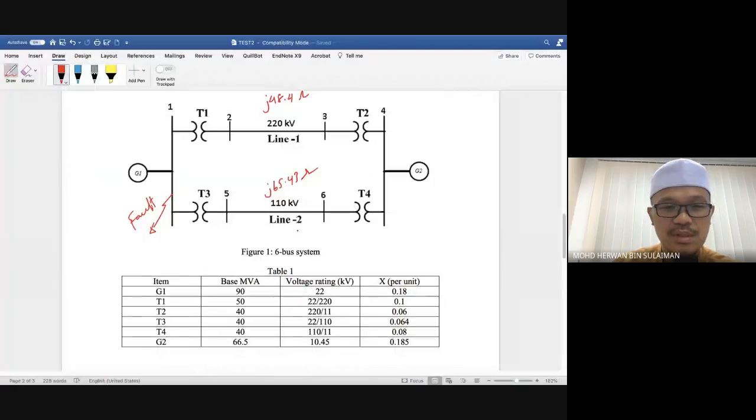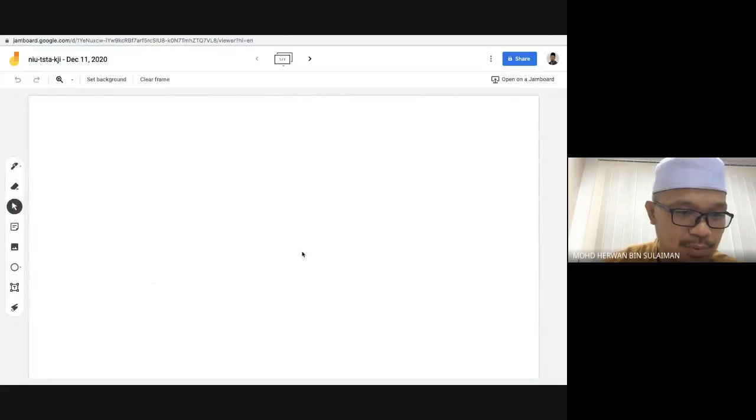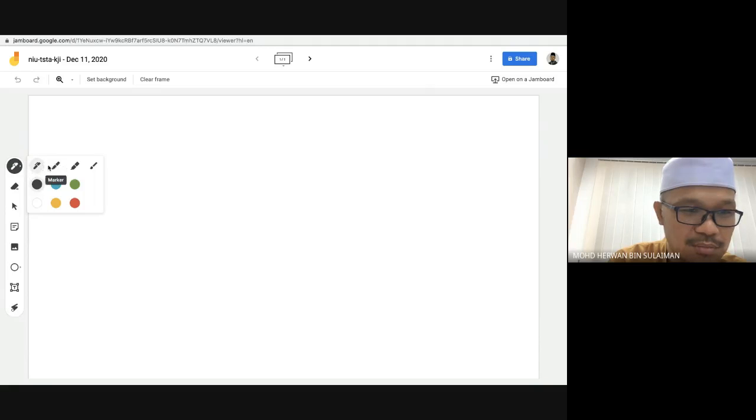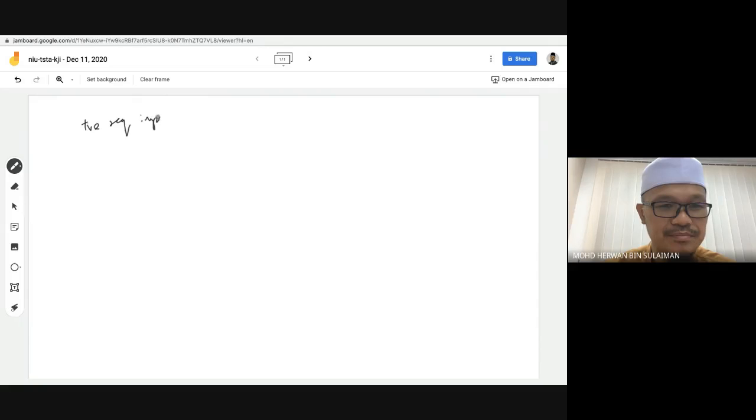So sini kita punya reference, you ada generator, you ada transformer, you ada line, transformer and then generator 2. Okay, so you kena buat positive sequence. So this one is positive sequence impedance, right? So yang pertama you ada generator.